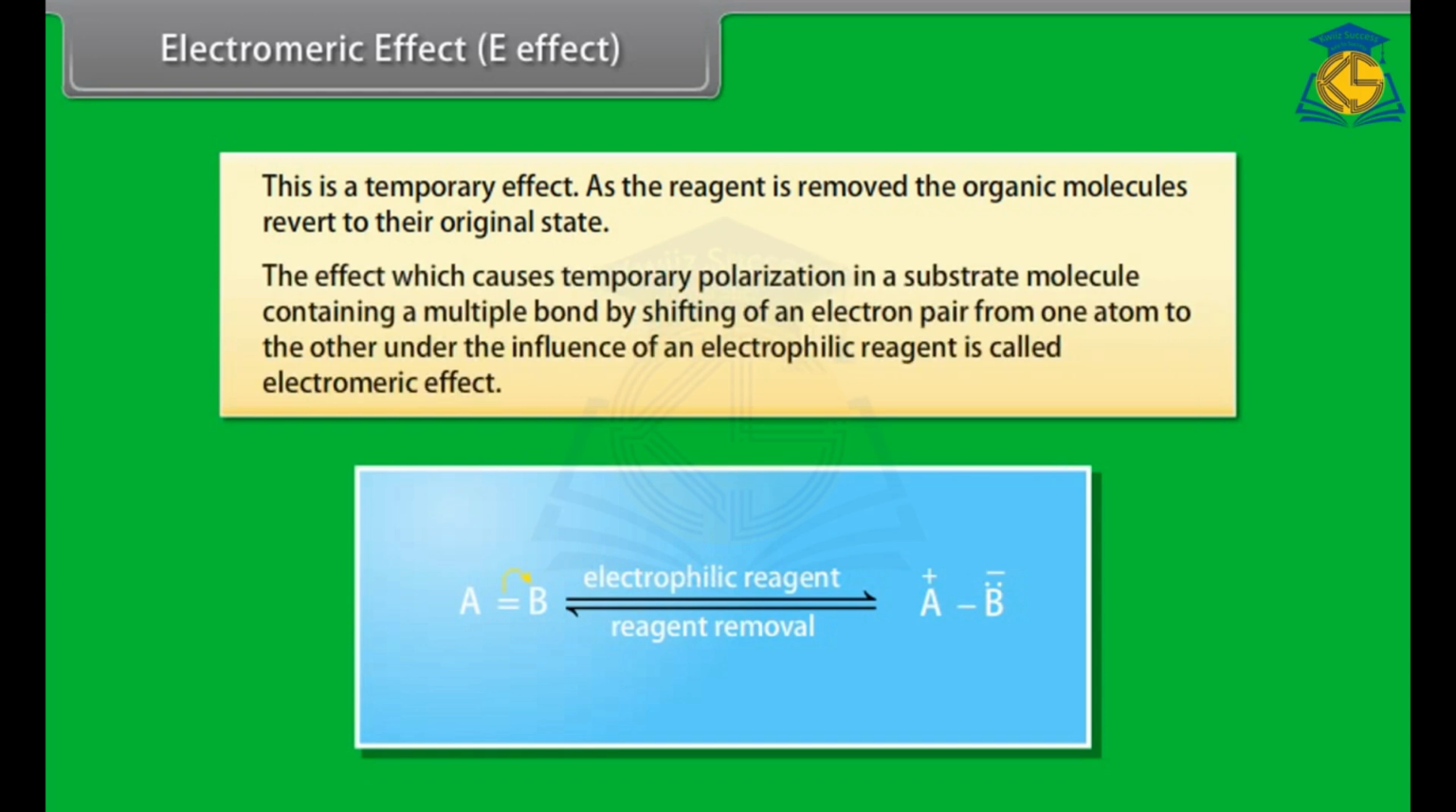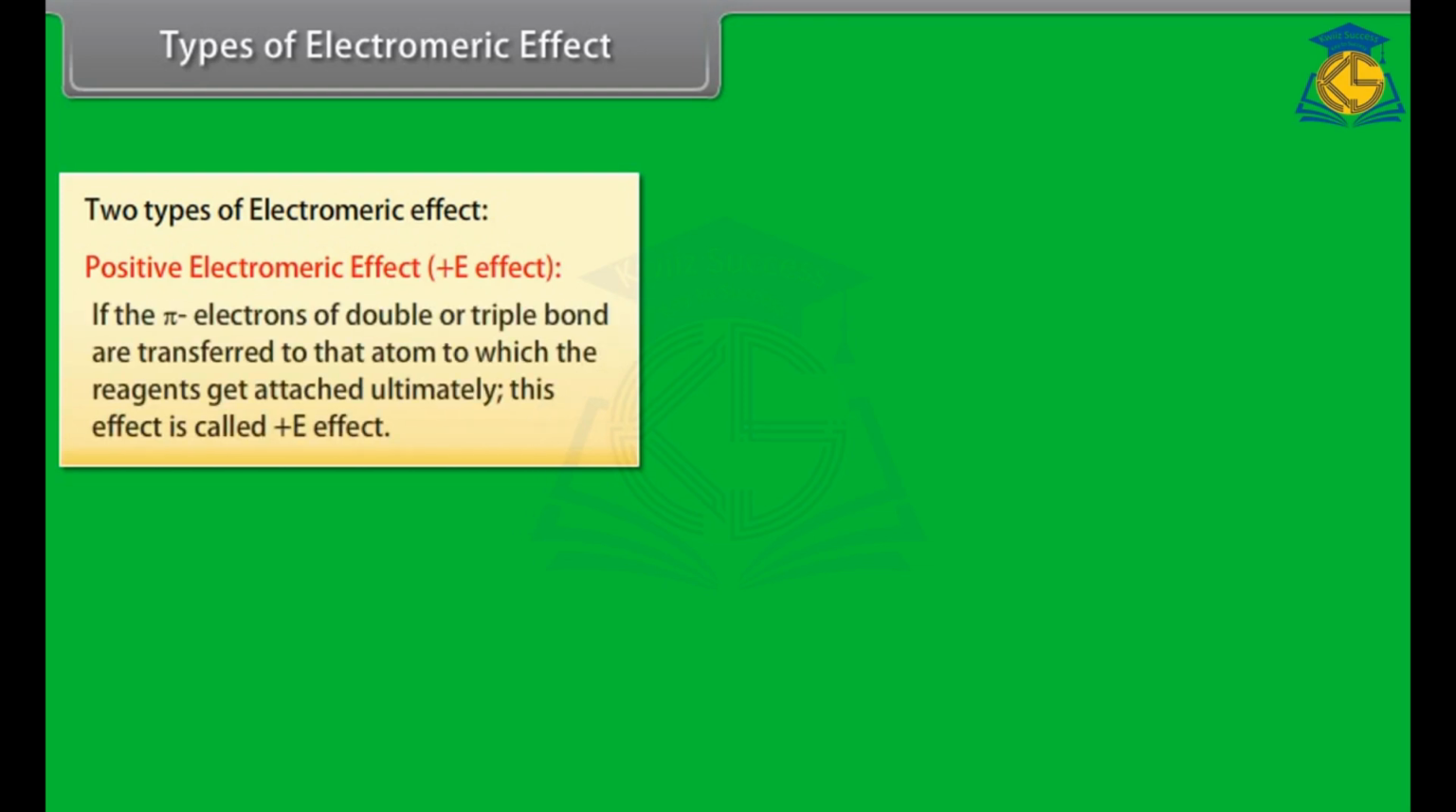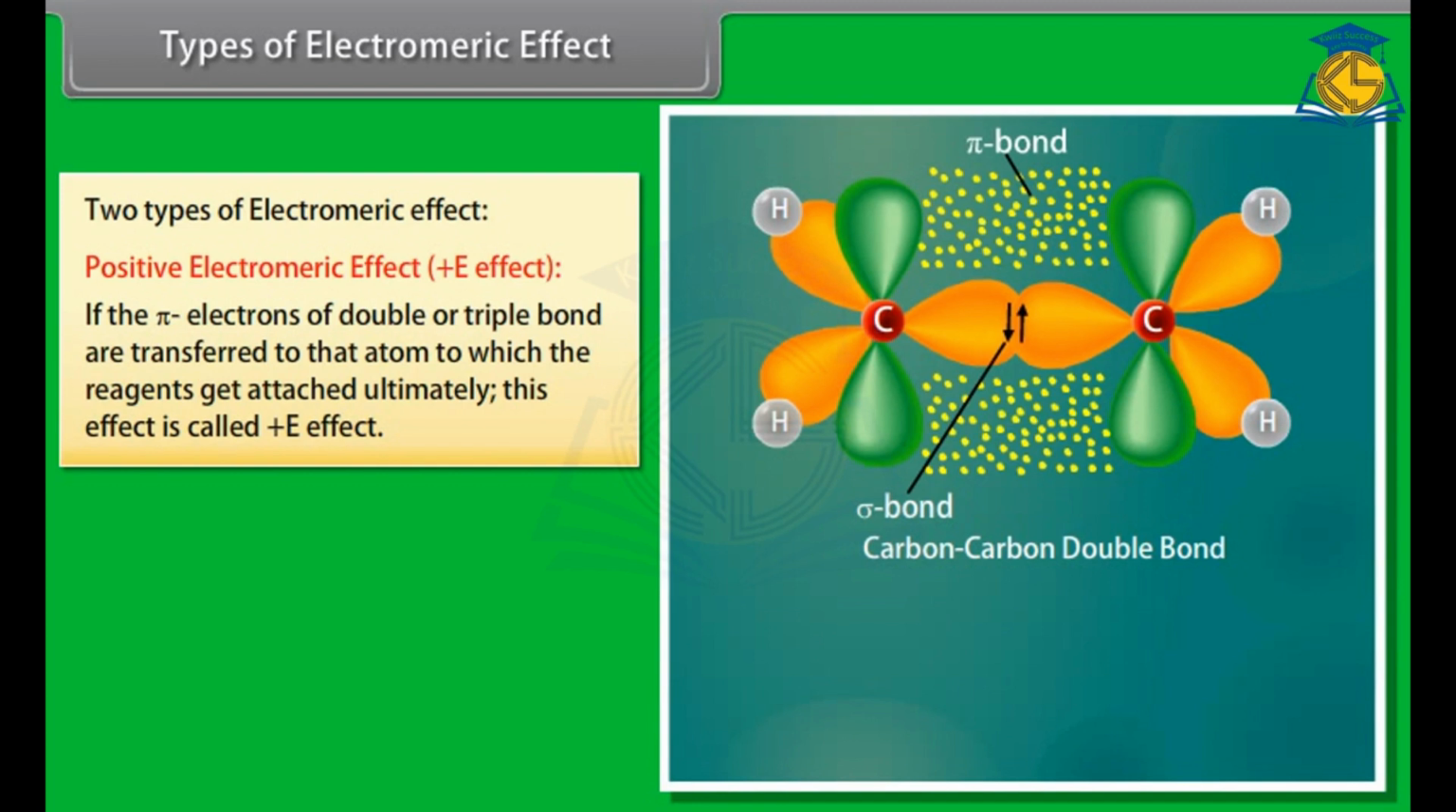The effect which causes temporary polarization in a substrate molecule containing a multiple bond by shifting of an electron pair from one atom to the other under the influence of an electrophilic reagent is called electromeric effect. Types of electromeric effect: two types. Positive electromeric effect, positive E effect. If the pi electrons of a double or triple bond are transferred to that atom to which the reagent ultimately gets attached, this effect is called positive E effect.